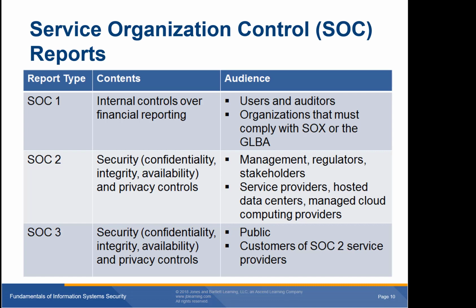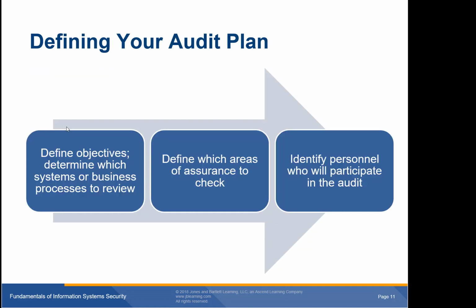SOC2 reports are created for internal and other authorized stakeholders, and SOC3 reports are intended for public consumption. In planning the activities for an audit, the auditor first must define the objectives and determine which systems or business processes to review. The auditor should also define which areas of assurance to check.